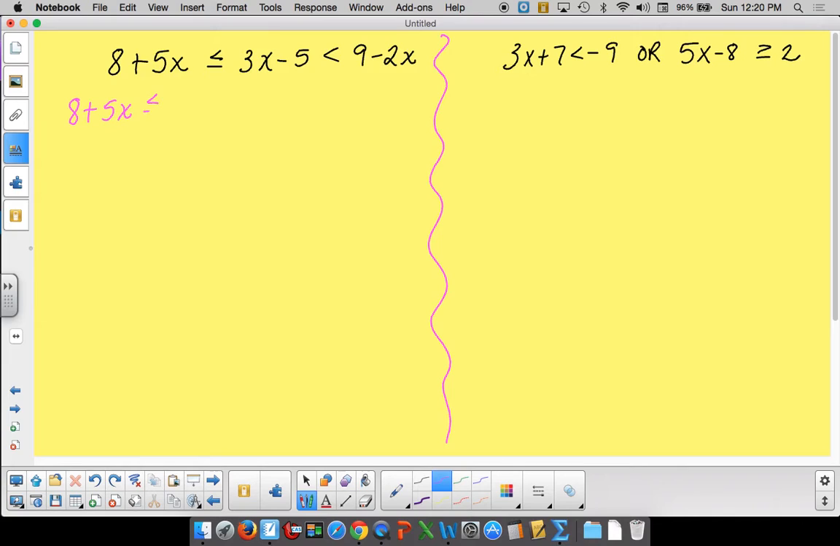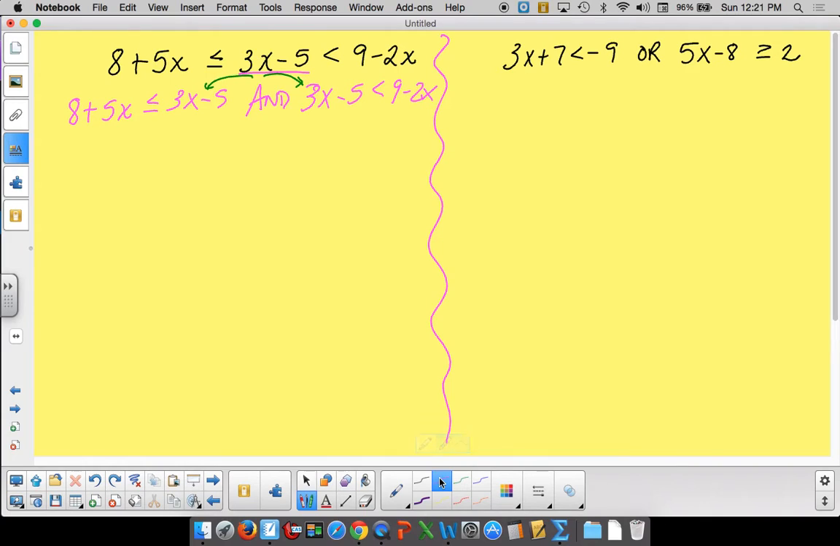What it's saying is 8 plus 5x is less than or equal to 3x minus 5, and 3x minus 5 is less than 9 minus 2x. You must split it into 2 parts and keep the middle part in both sections. So the middle part has to go into both equations. It's always an and in the middle on these types of problems.